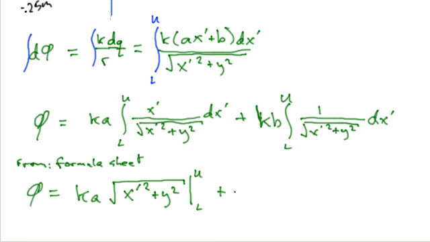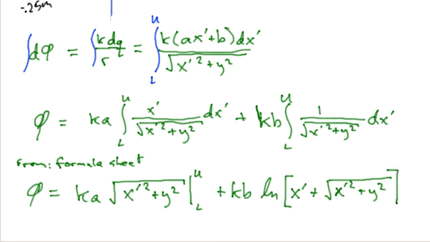evaluated from the lower limit up to the upper limit, and then plus Kb times the natural log of x prime plus the square root of x prime squared plus y squared, evaluated from L to U.